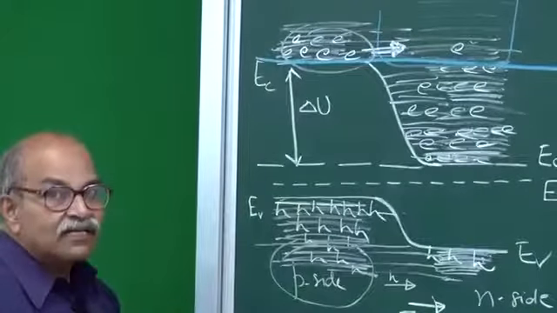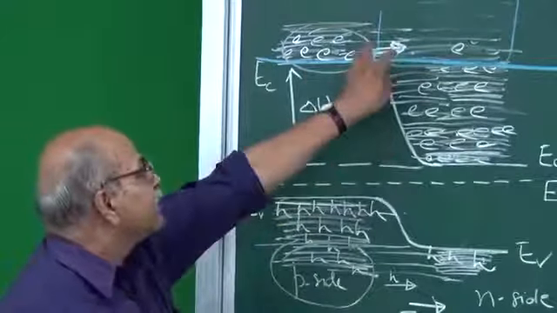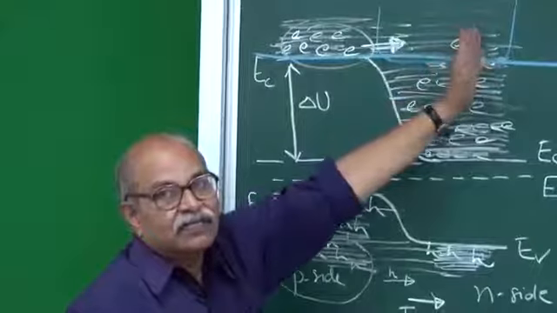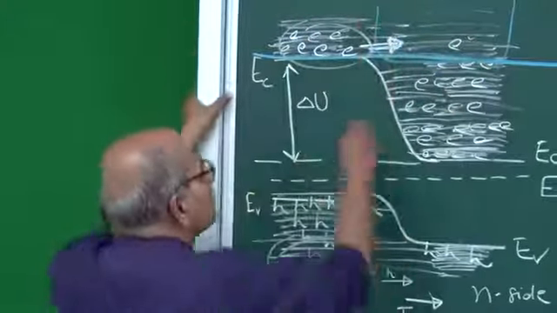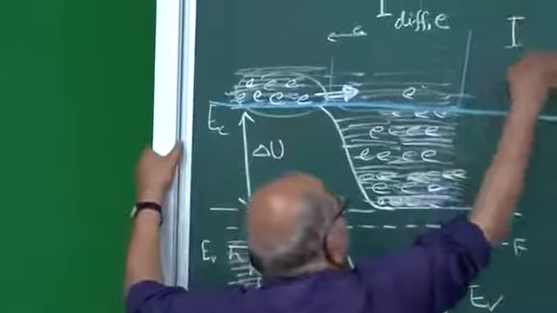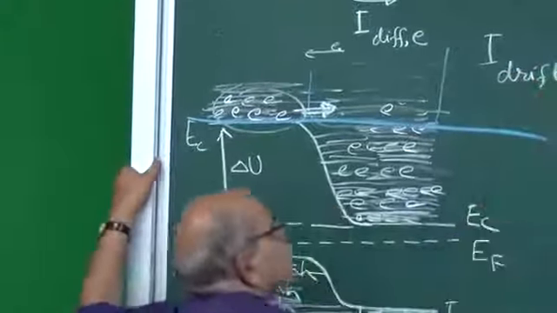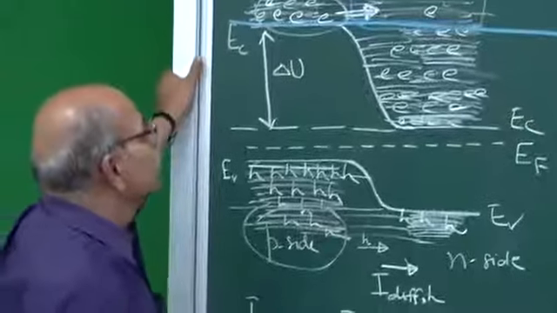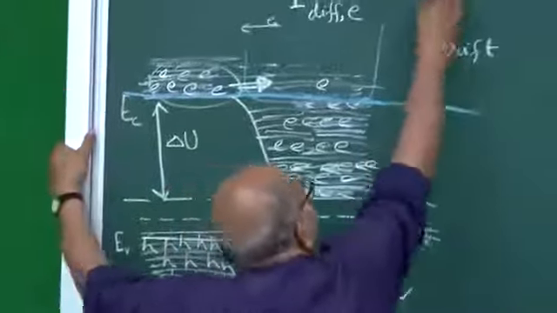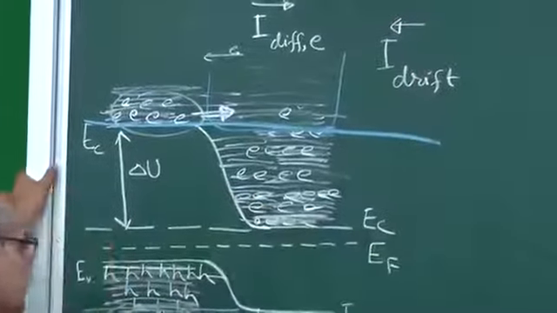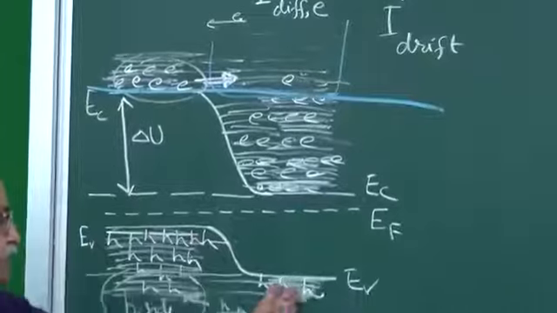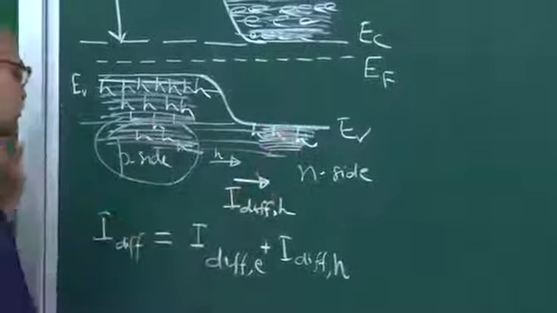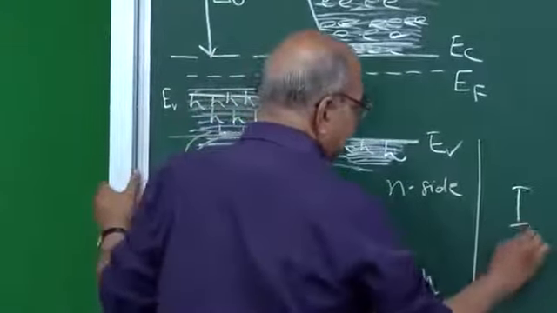And what is the direction of that current? The electric field is taking these electrons from P side to N side, and therefore the direction of current will be, in this picture, from right to left. So because of this, you have a current which we call drift current. Anything that is under the influence of this electric field is known as drift. So the direction is right to left. And here also the holes are going, these minority carriers, from right to left, and the current is also from right to left. So you will have I drift.